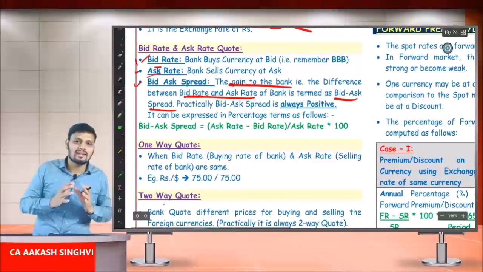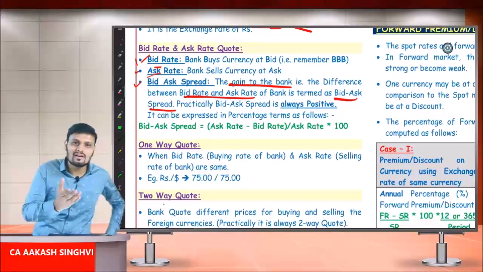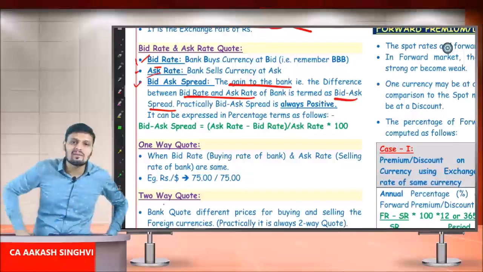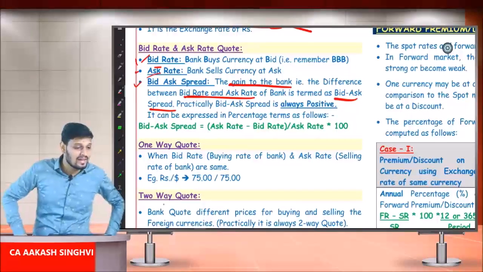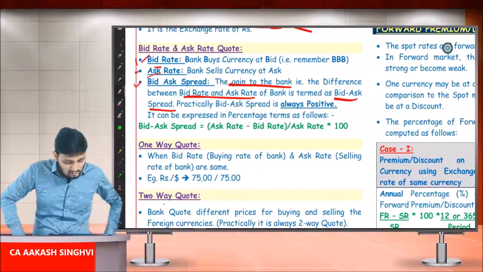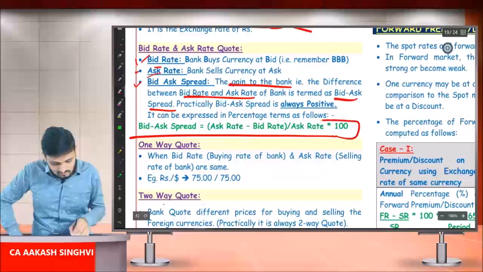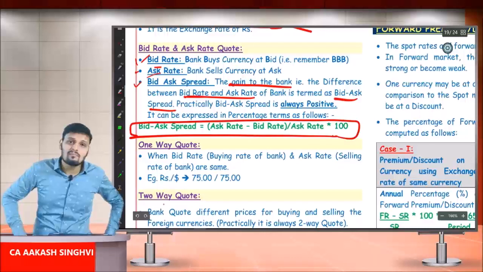See, the bank is buying at 75, the bank is selling at 76. Don't you think the bank will calculate how much percentage is its gain? Obviously, the bank will try to calculate that. So if the bank is trying to calculate that, how will it calculate? Using this formula, the bank will try to calculate.